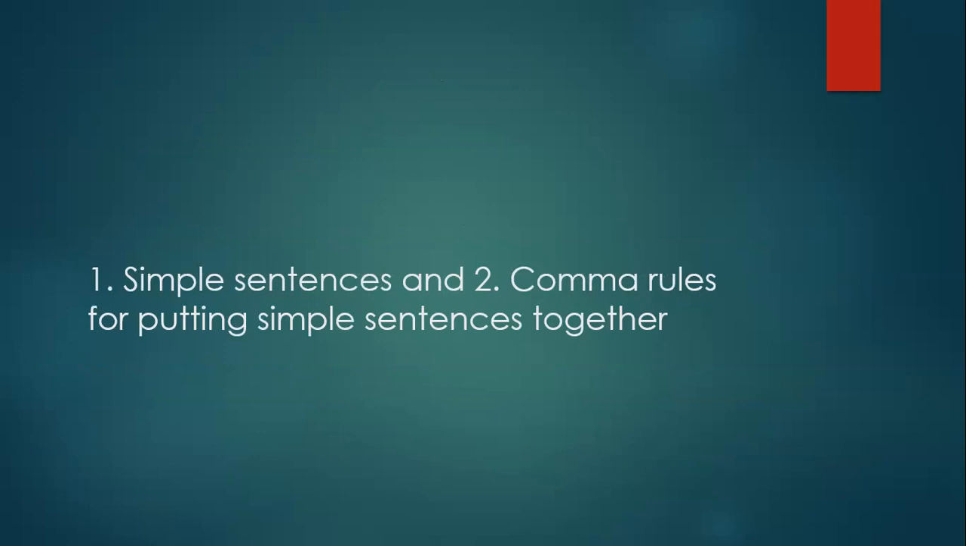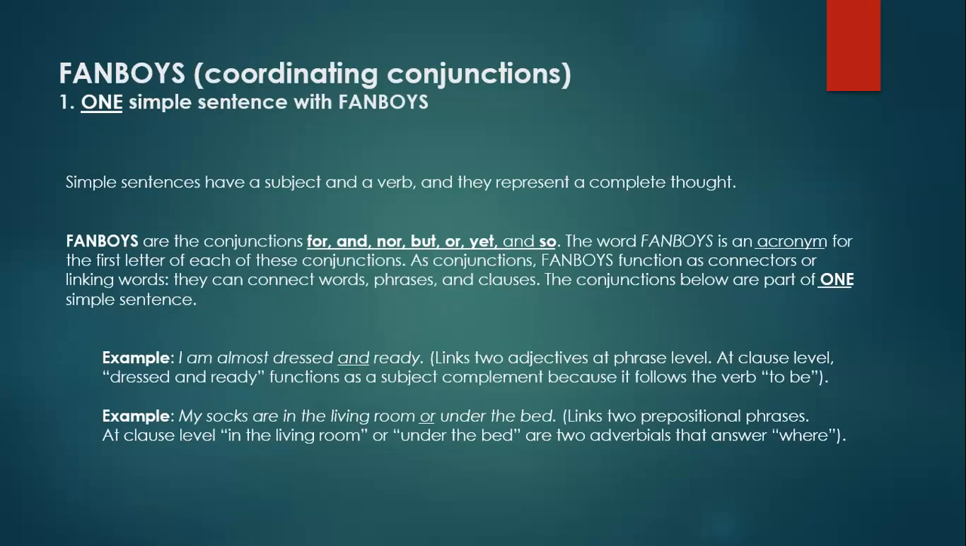We're going to cover simple sentences and then simple sentences put together in this tutorial. One, simple sentence with fanboys. Simple sentences have a subject and a verb, and they represent a complete thought. Fanboys are the conjunctions for, and, nor, but, or, yet, and so. The word fanboys is an acronym for the first letter of each of these conjunctions.